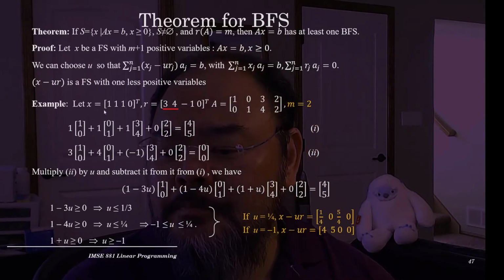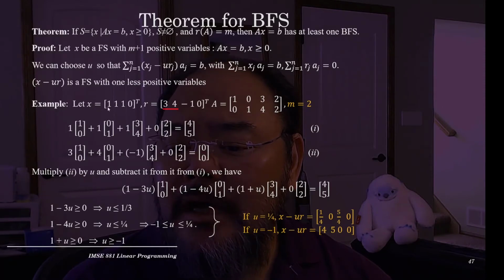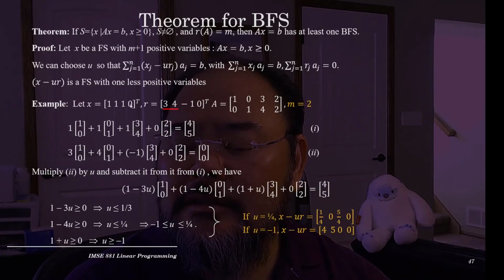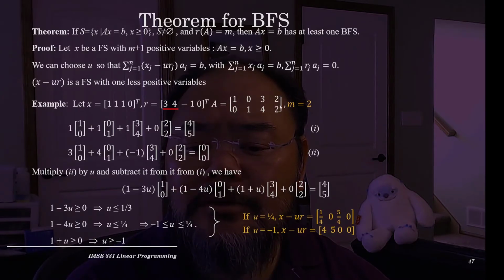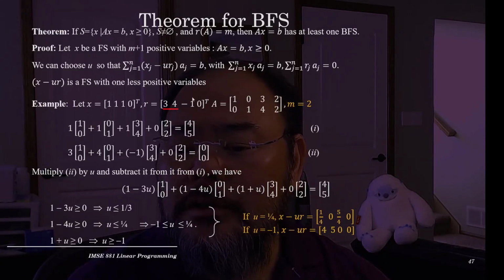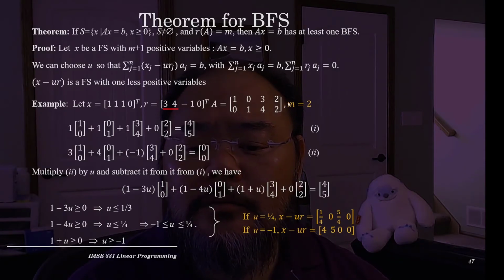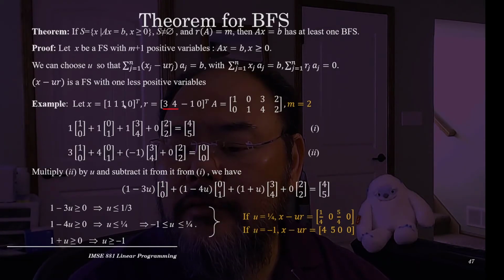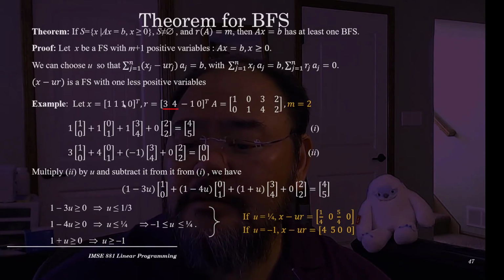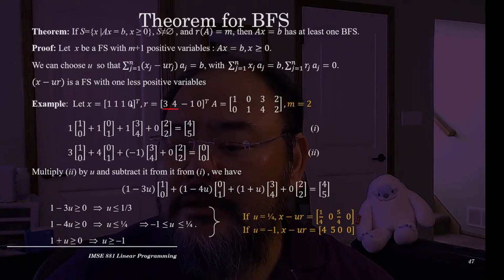So for example, this is the case. Currently I have the current solution as 1, 1, 1, and 0. And the r equals 3, 4, negative 1, and 0. The A matrix equals to that, with the row rank being 2. Okay, 2 rows, row rank is 2. So here we have row rank of 2, but we have 3 positive values in the current solution. In this case, it's not even a basic solution.